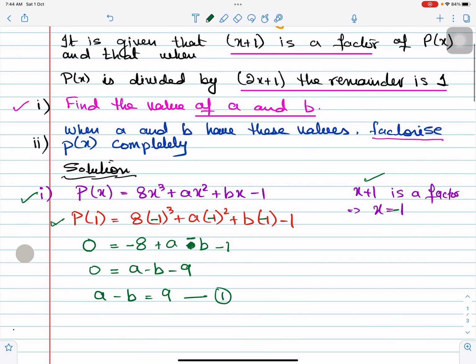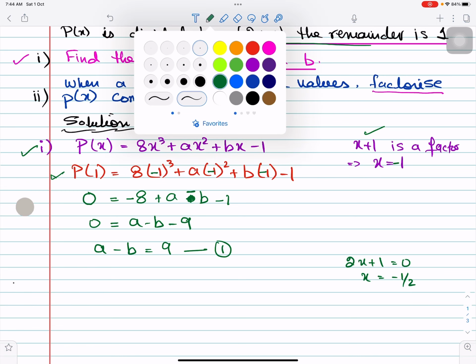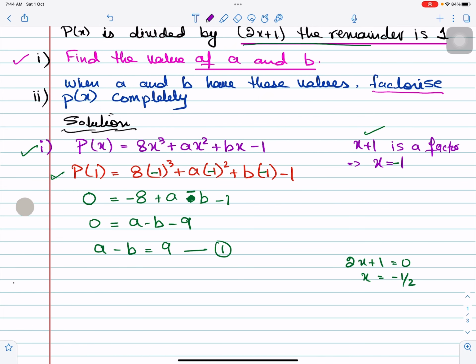Now I will use the second condition, which says that dividing the polynomial by 2x plus 1 gives remainder 1. If I write 2x plus 1 equals 0, either on paper or in my mind, I get the value of x as minus half. Now I will plug this value into the polynomial function. So p of minus half is equal to 8 times minus half cubed plus a times minus half squared plus b times minus half minus 1.